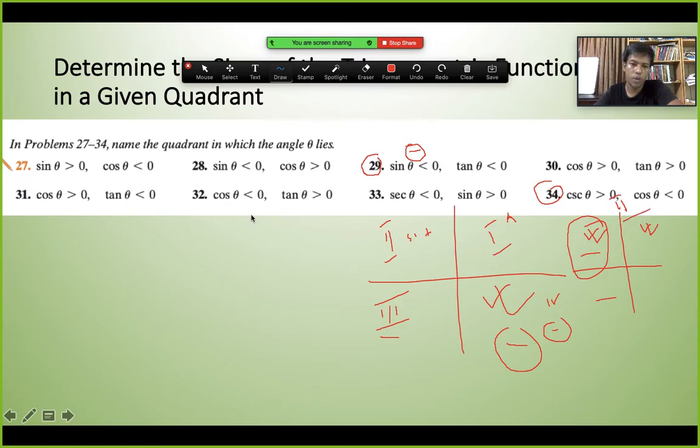Let's do another one. This one. Suppose this is saying cos theta is positive. So cos theta is positive here and here. And tan theta is negative. Tan theta is less than 0. So tan theta is negative in this box. That means the answer is the fourth quadrant. So this is how we can find the solution.